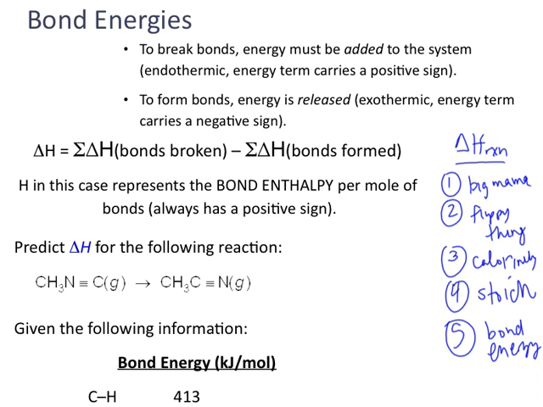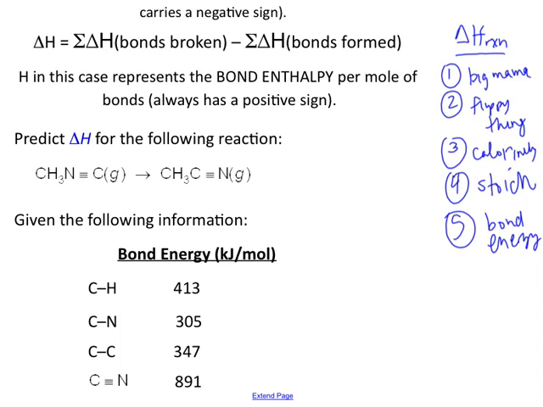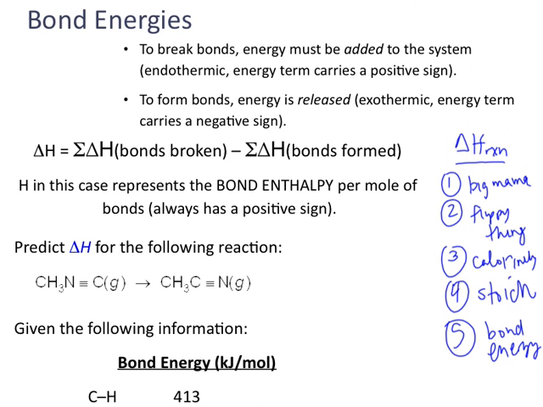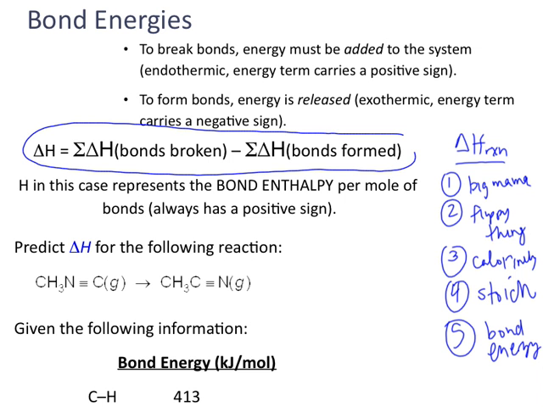Bond energy is found by a modified Big Mama. And it's going to look like you're doing it backwards, but you're not. And I'll try to explain why, but sometimes in the explanation it gets even more confusing. So what I want you to know first and foremost is you do bonds broken minus bonds formed. Bonds broken minus bonds formed.